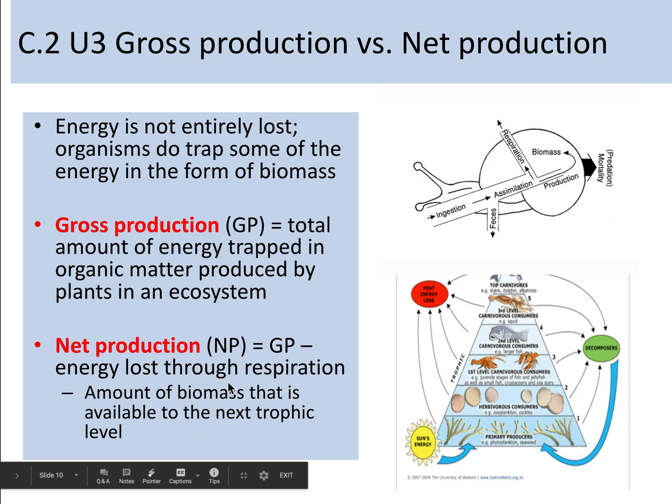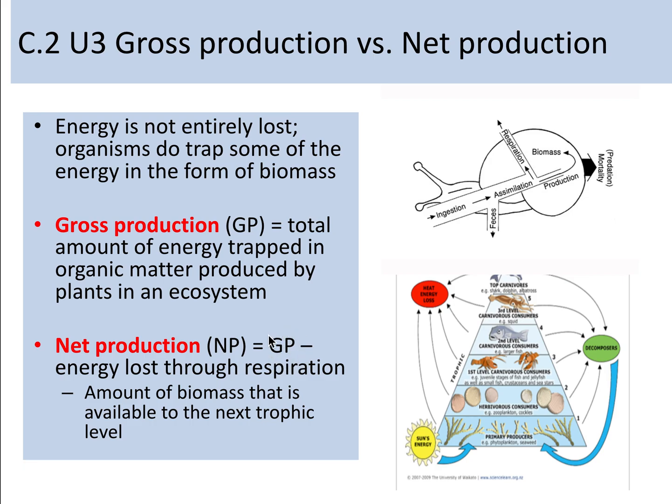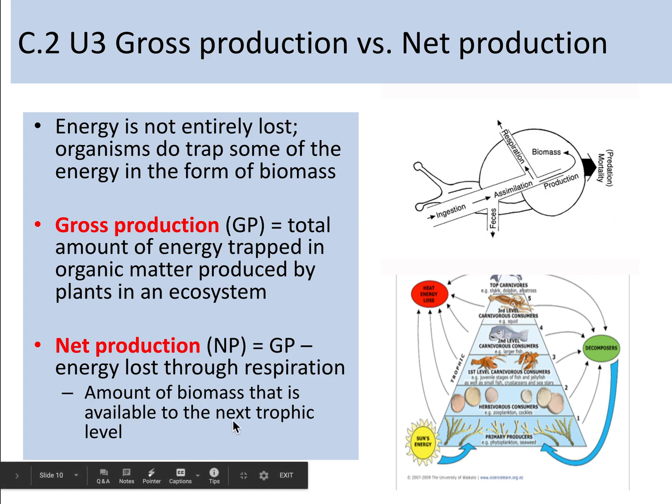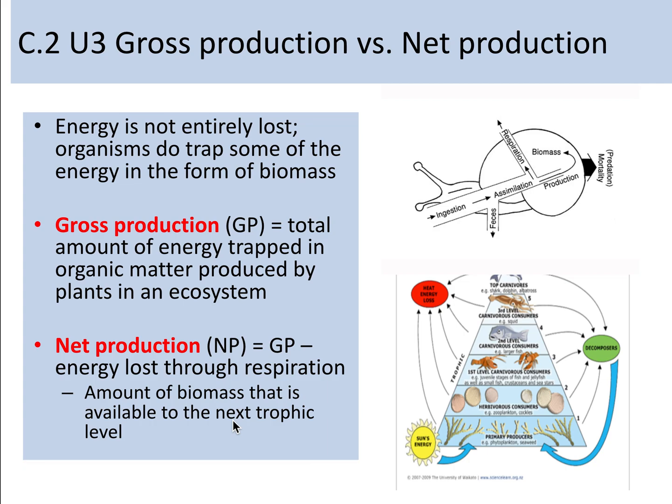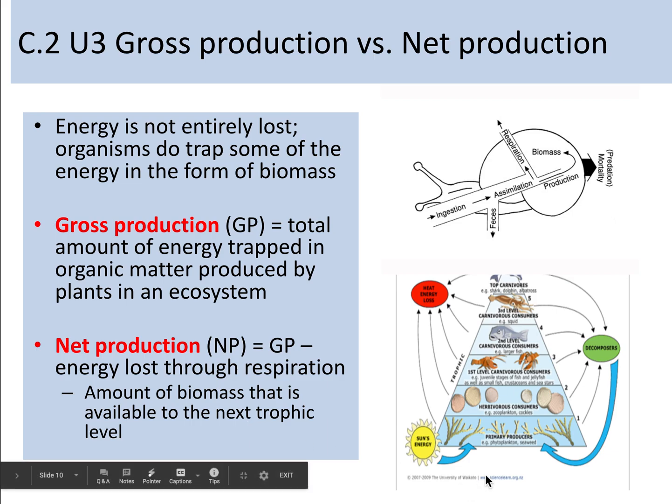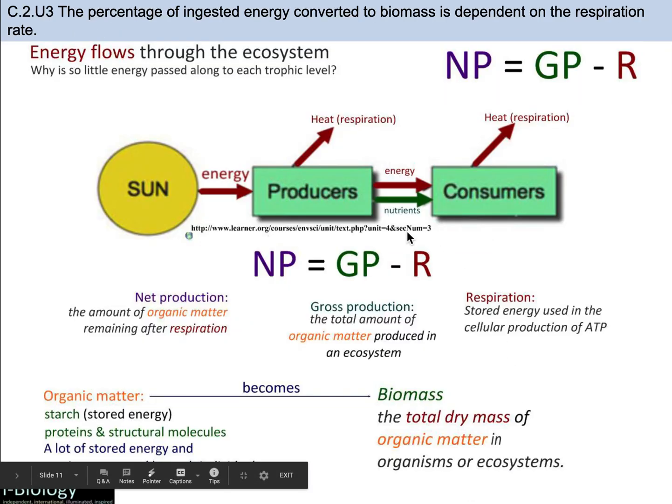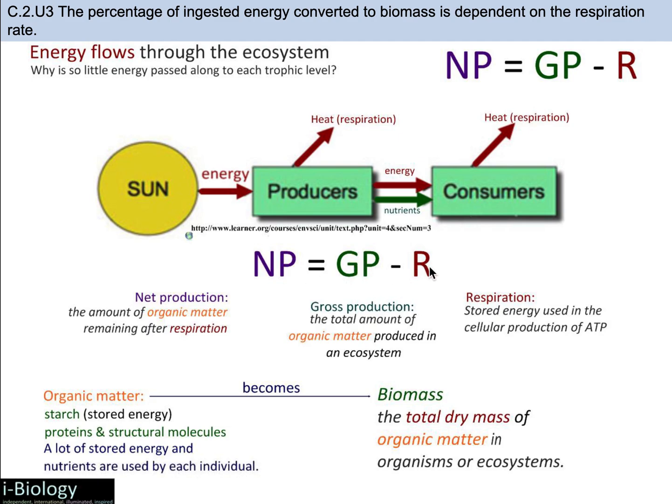And then the net production is what we usually ask. So you might be asked to tell them what the net production is. So you would take the gross production and subtract however much energy was lost through respiration of that organism. Whatever is left is the NP, or net production, and that would be the amount of biomass that is available for the next trophic level. So here's the equation: NP equals GP minus R.